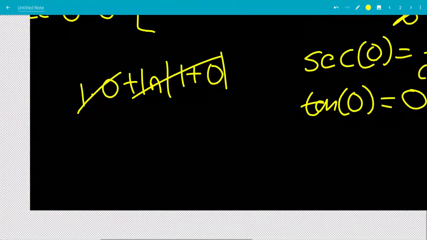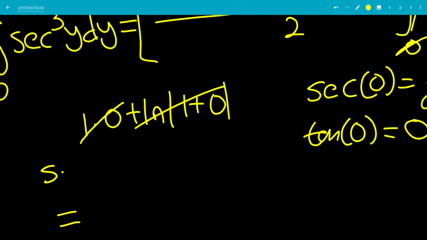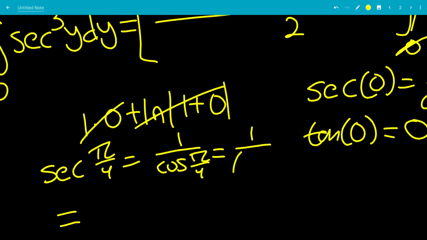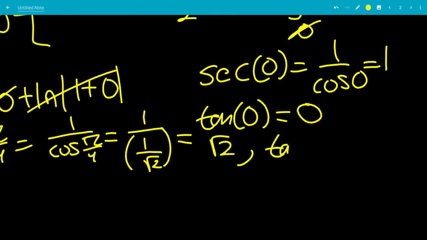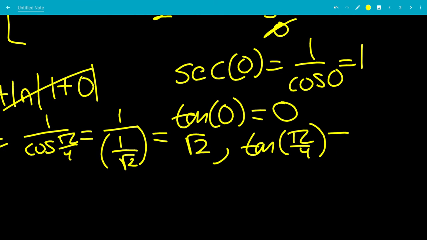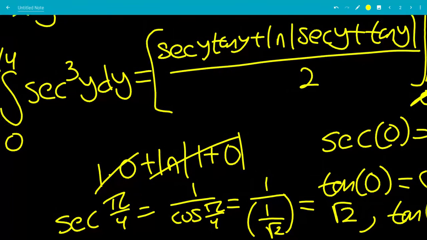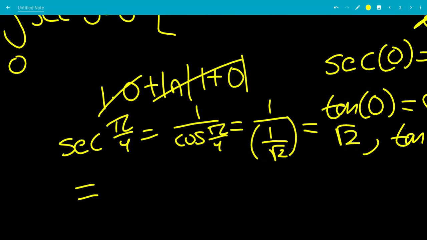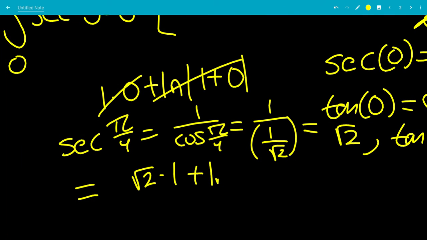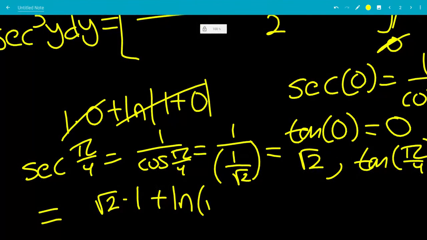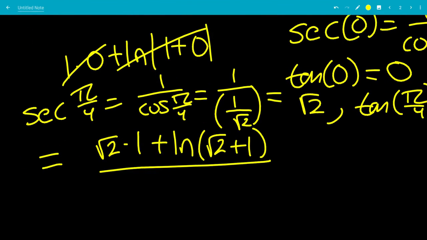So we're just going to plug in at pi over 4. Secant of pi over 4 is 1 over cosine of pi over 4. You remember it's square root of 2 over 2, but that can be written as 1 over square root of 2. Now take the reciprocal, and that would be just the square root of 2. Tangent of pi over 4 is 1, because that's sine of pi over 4 over cosine of pi over 4, which is the same. So we're just going to plug in what we know. So we're going to have the square root of 2 times 1 plus ln of the square root of 2 plus 1. And this is positive, so we can get rid of the absolute value, all over 2.